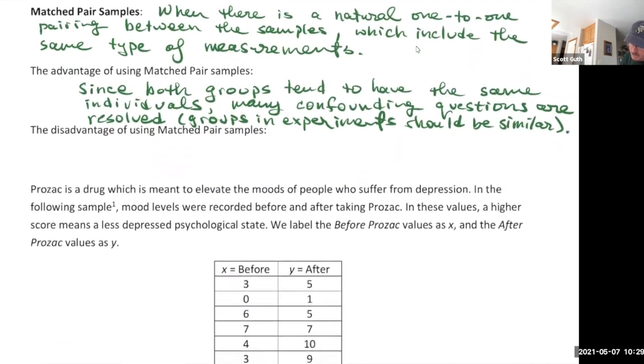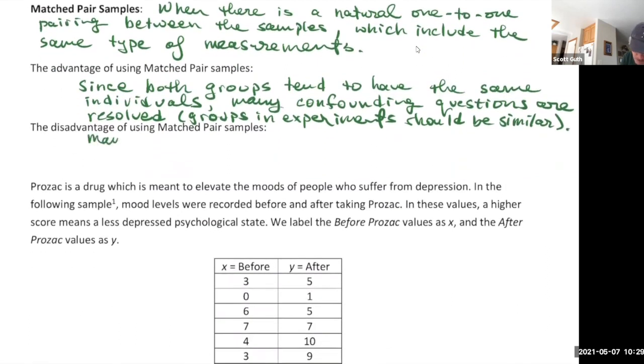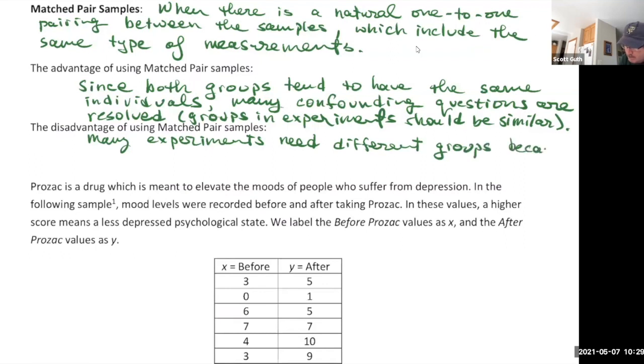And the disadvantage, of course, is that many experiments need just different groups of people or different groups of individuals, because of the nature of the treatment. So it just depends on what you're doing.